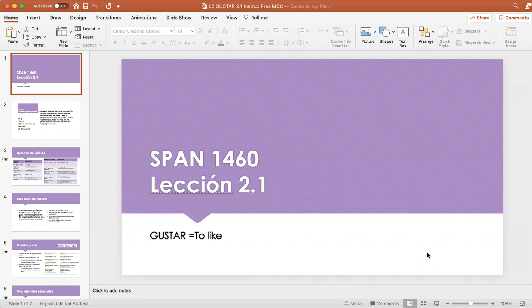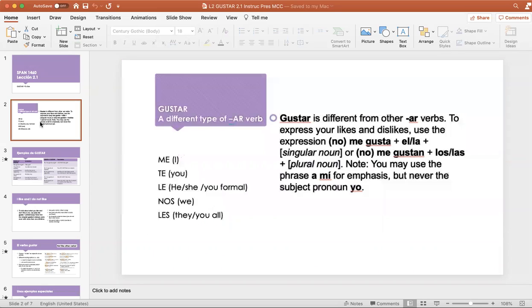Ya han aprendido los verbos de ar. Muy fácil, ¿verdad? Y el verbo gustar no es muy difícil. Lo prometo. So you already learned the AR verbs, but the verbo gustar is a little bit different from the AR verbs, okay?